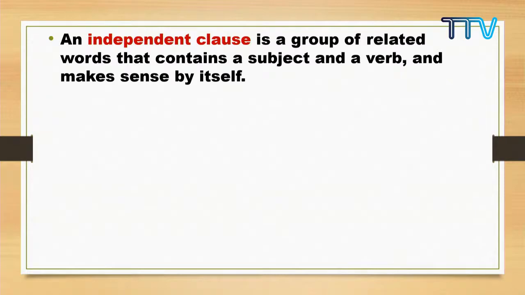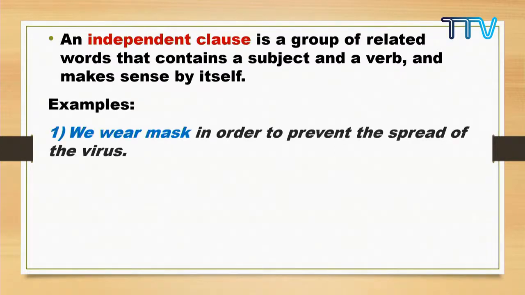So independent clause, for example: we wear masks in order to prevent the spread of the virus. I've highlighted "we wear masks" in blue color. So in this sentence, the clause "we wear masks" is an independent clause because it makes sense. This clause makes sense, so it is independent. "In order to prevent the spread of the virus" is another clause, a dependent one. Right now we are focusing on the independent clause, so I have highlighted it in blue color.